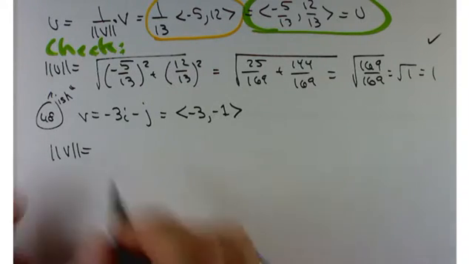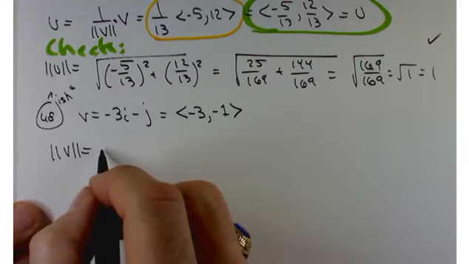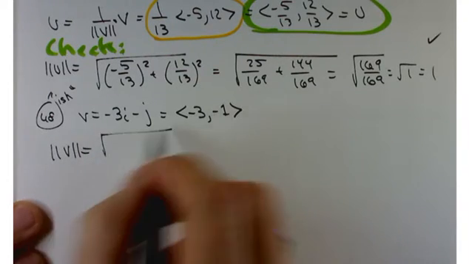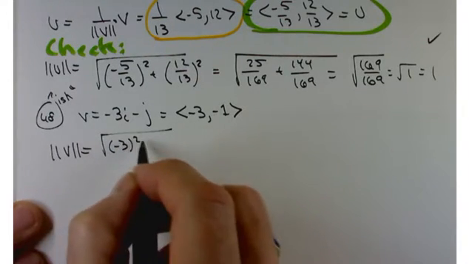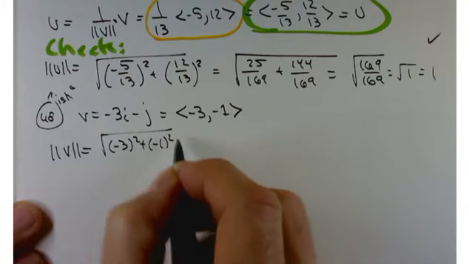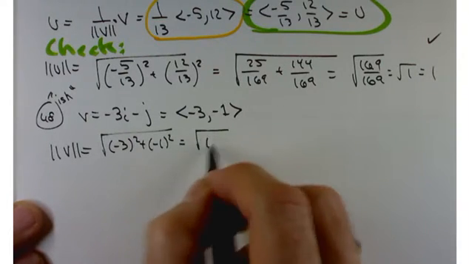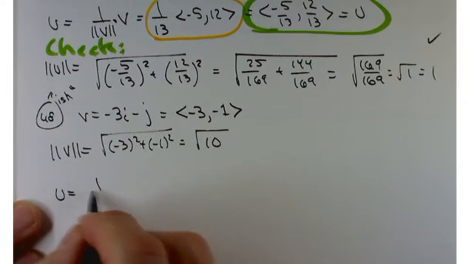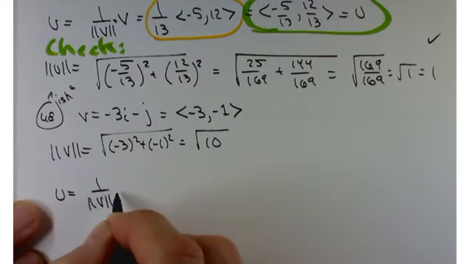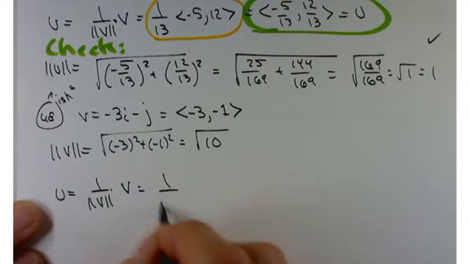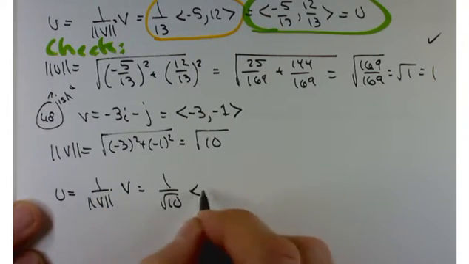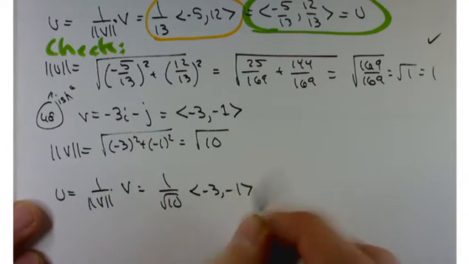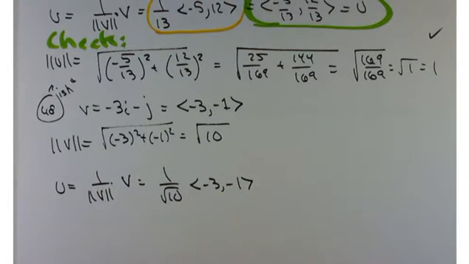But regardless of that, let's move on and find the length of this thing. So it's going to be negative 3 squared plus negative 1 squared, which gives me the square root of 10. My unit vector is going to be 1 over the length of v times v. So 1 over the square root of 10 times negative 3, negative 1. And that's it. That's all you have to write.